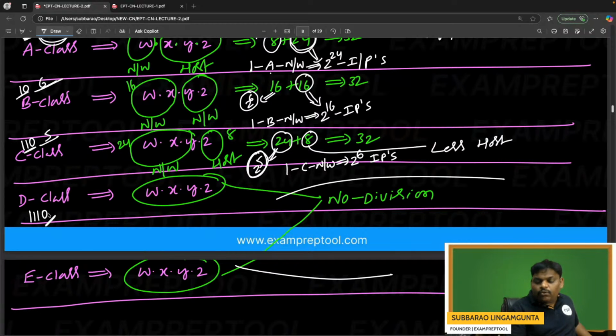Out of 32, if you remove 4, the remaining is 28. So 28 bits, all possibilities, 2 power 28 IPs possible. What about class E? Same, 2 power 28 IPs possible. Here there is no host, there is no network.